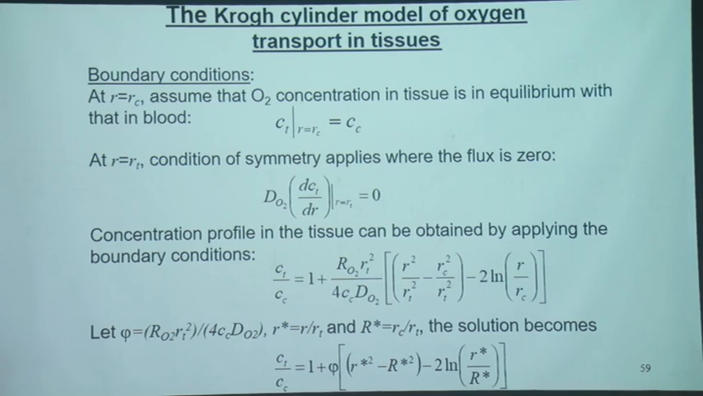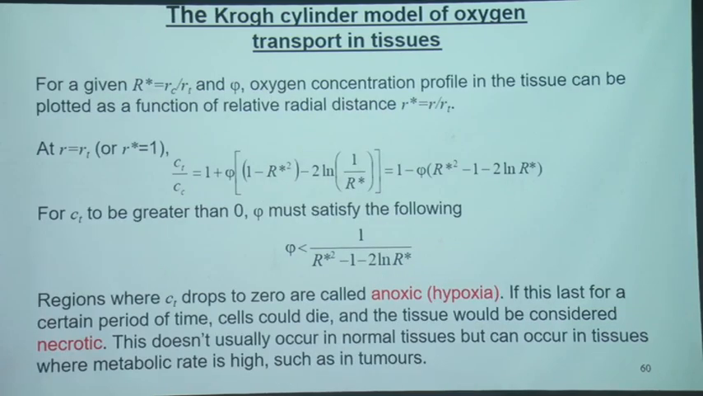Right. So with that expression, remember that here we're solving oxygen transfer in the tissue. The tissue has a certain thickness. So at the interface with the capillary blood, we have R equals RC, and then at the edge of the tissue, we have R equals RT. So for oxygen to supply the entire tissue sufficiently, we need to make sure that the concentration within the tissue is actually greater than zero, right?